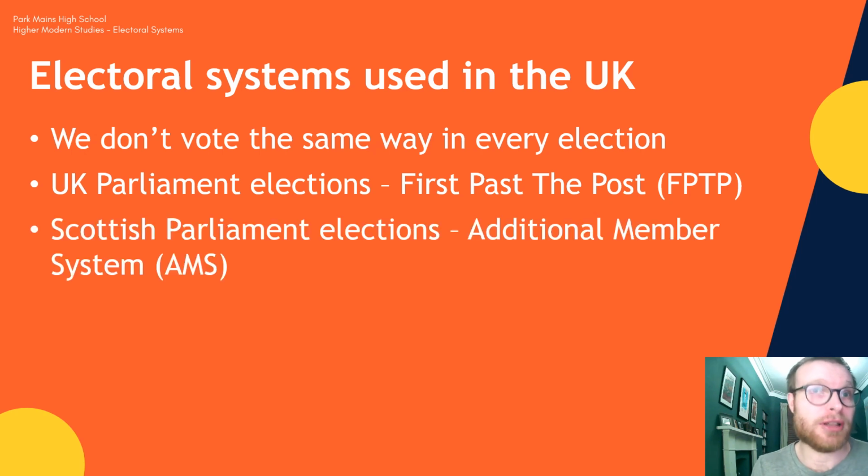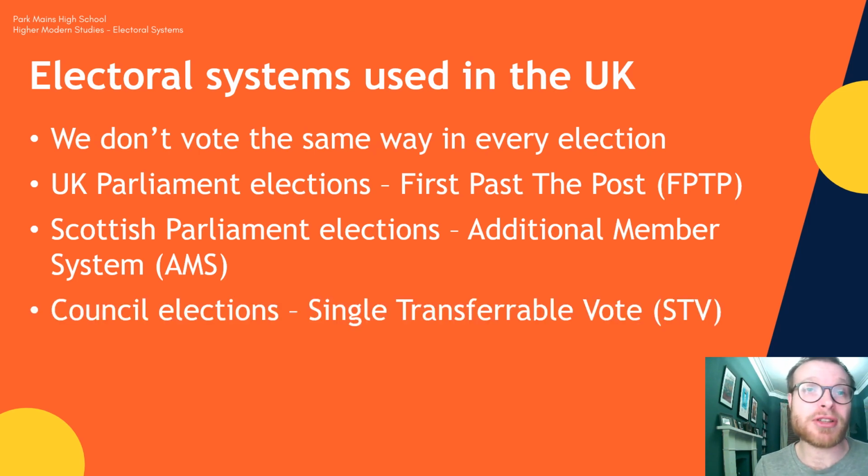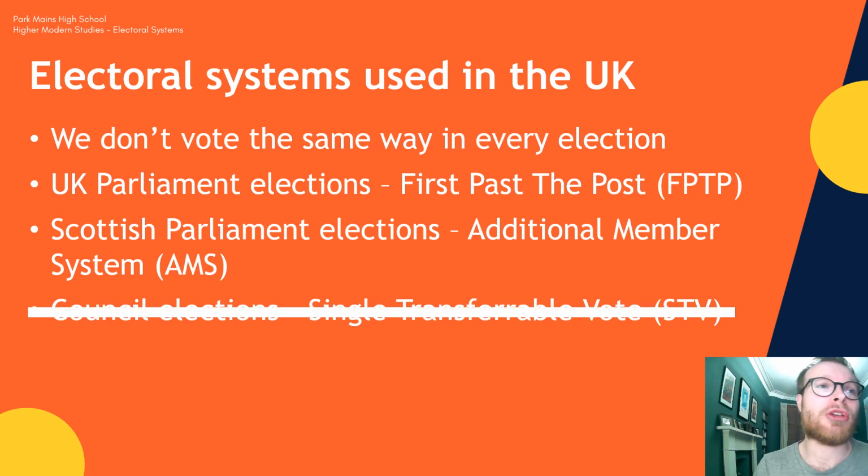For Scottish Parliament elections, we use the Additional Member System, AMS, and that's one that you would have studied at National 5. It's the more complicated of the two systems to understand, but that's the system we use in Scotland. There's a third system called the Single Transferable Vote, STV, which is the most confusing of them all. We use that for council elections, but you don't need to worry about that one because you only need to compare two electoral systems, so we're just going to forget about Single Transferable Vote for the moment.